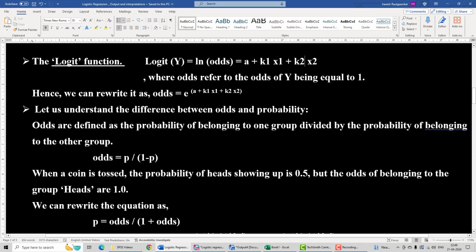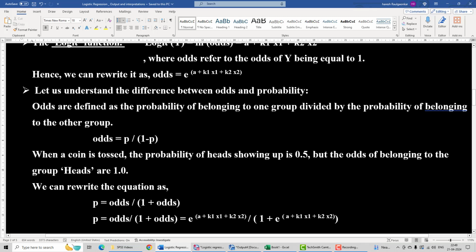What is odds? Odds refer to the odds of y being equal to 1. Hence we rewrite the equation as odds equal to e raised to this, since the base is e. Now what is the relation between odds and probability? Odds are defined as the probability of belonging to one group divided by the probability of belonging to the other group. So odds is nothing but probability upon 1 minus probability.